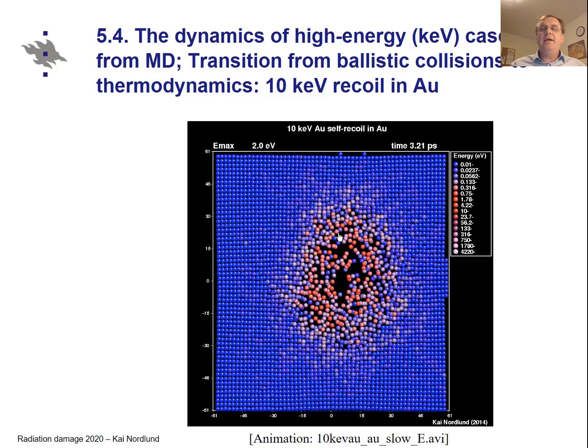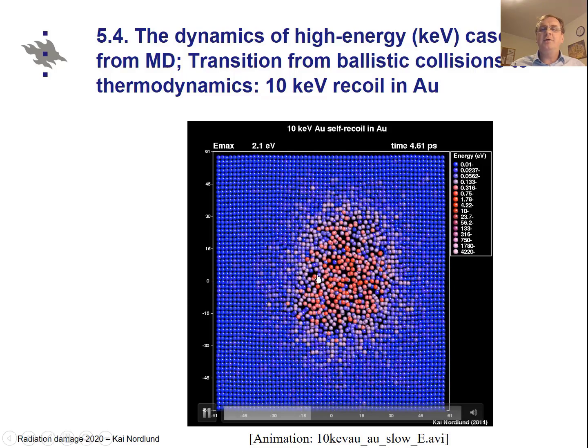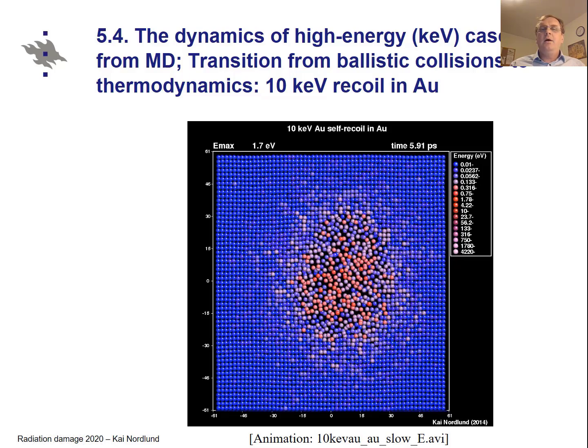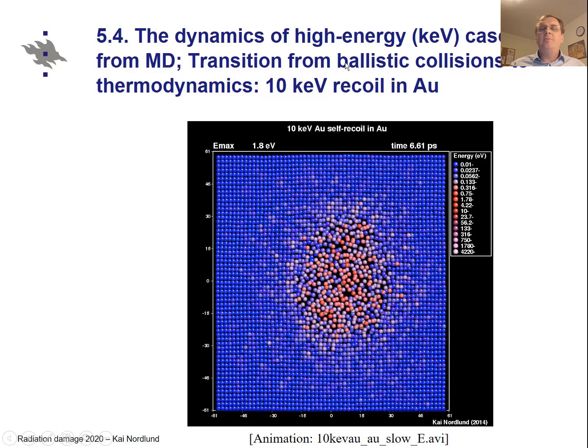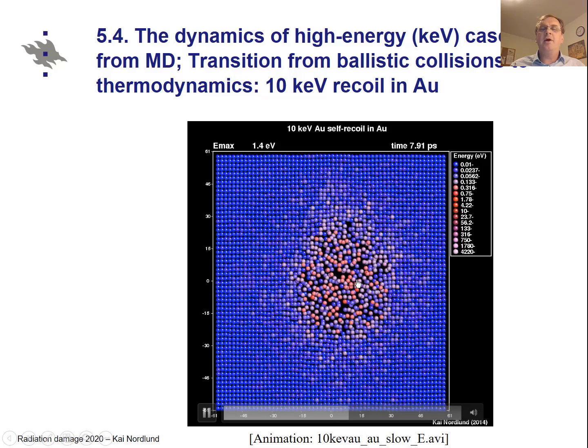And this is indeed the case. This is liquid-like behavior, and this has been shown by analysis of this, and I'll show you some key results which show that this is really like a liquid. So now we cannot talk anymore about ballistic collisions, but really about a very high temperature, high pressure thermodynamic process.